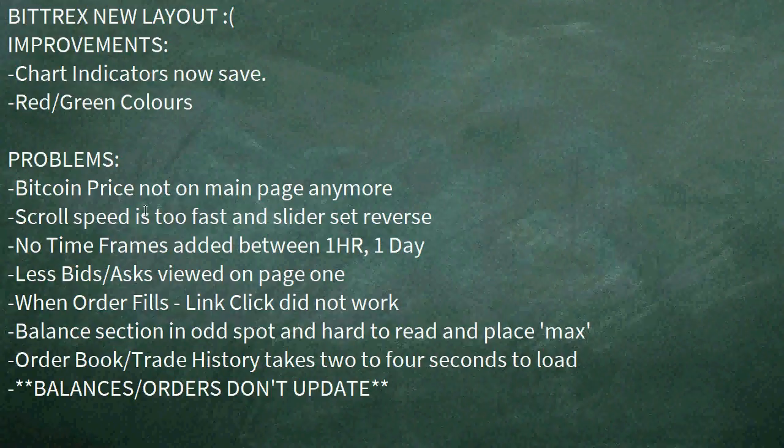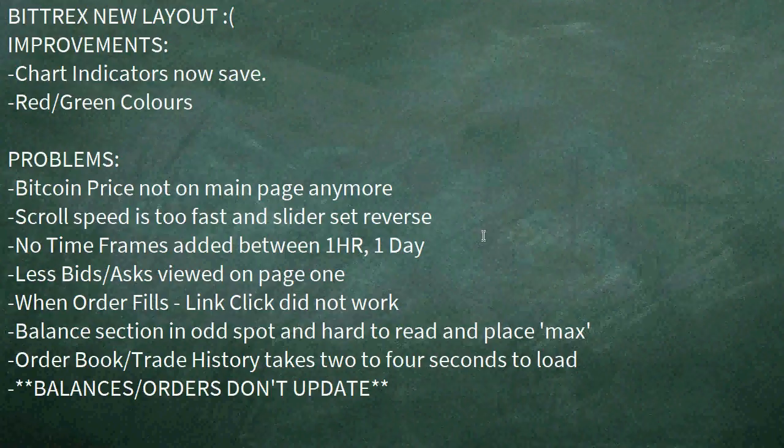The scroll speed is too fast and the slider is reversed. The scroll speed on the charts, when you try to move to fewer or more candles, is just so fast and a little shaky as well. And the slider in reverse, when you use your mouse up and down to add or remove time frames, is like the hot on cold and cold on hot faucet. It's the opposite of how most other platforms that use that feature do it.